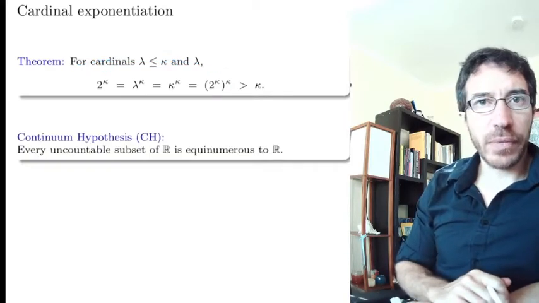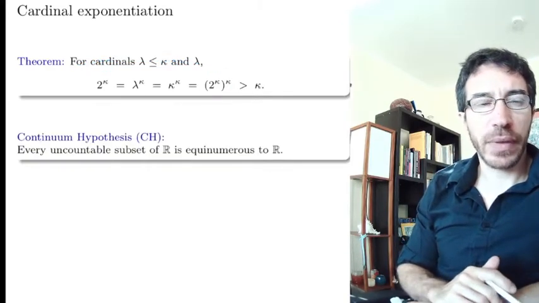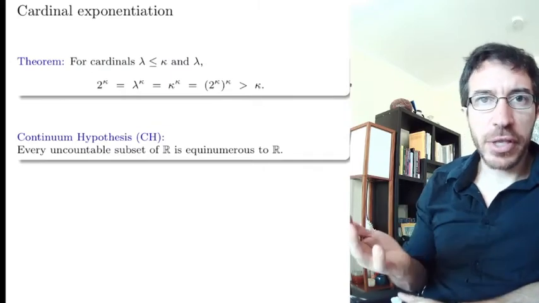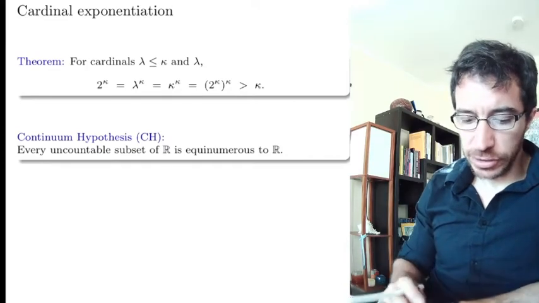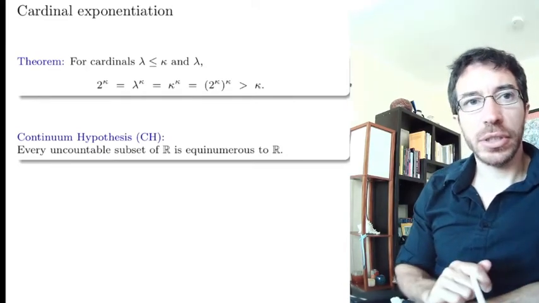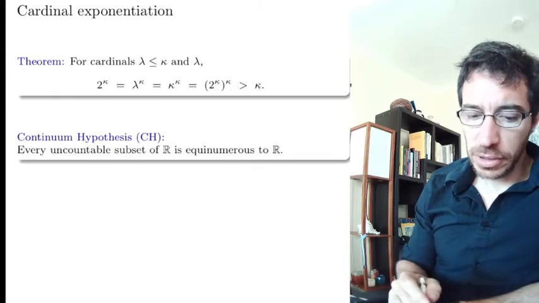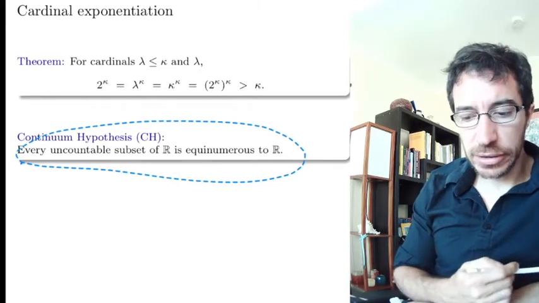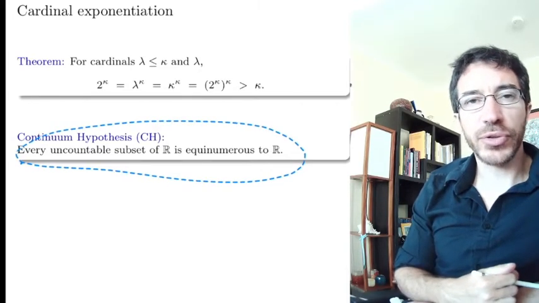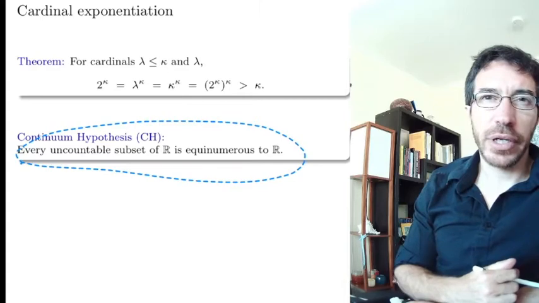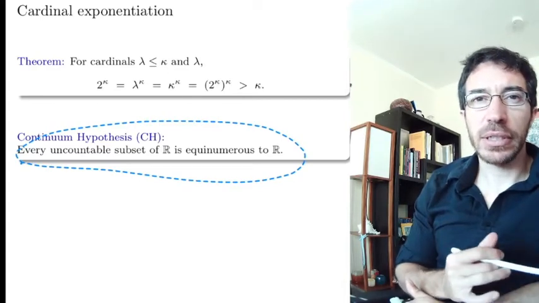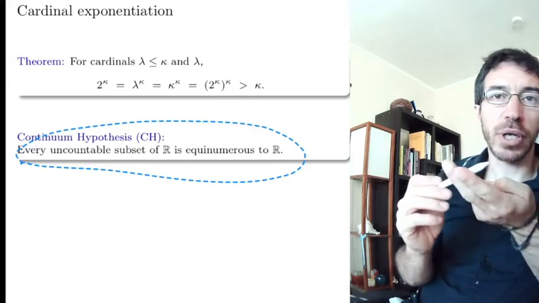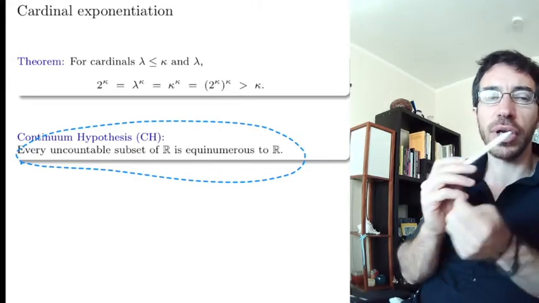So I mentioned before the continuum hypothesis. Now we can formalize it better. The continuum hypothesis was postulated by Cantor about 130 years ago. It says that every uncountable subset of the reals must be equinumerous to R. In other words, if you take a subset of the reals, it must be either finite, countably infinite, those are the possible countable sets, or equinumerous to R.